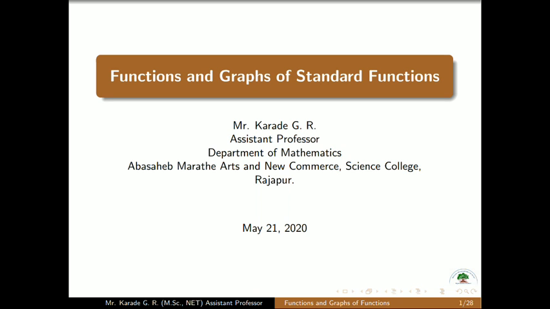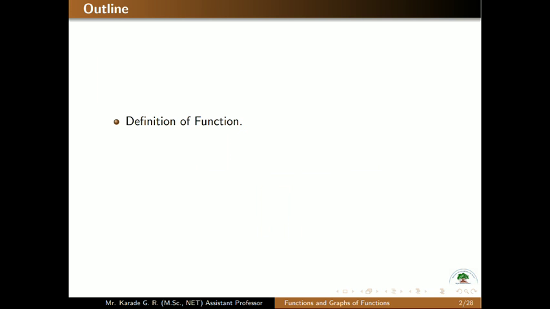In this lecture, we see about the functions and graphs of some standard functions. So this is BSc first year class, and today we are going to see about functions and graphs of some standard functions. Okay, so the outline of our lecture is we see the definition of function, then some types of functions and graphs of some standard functions.